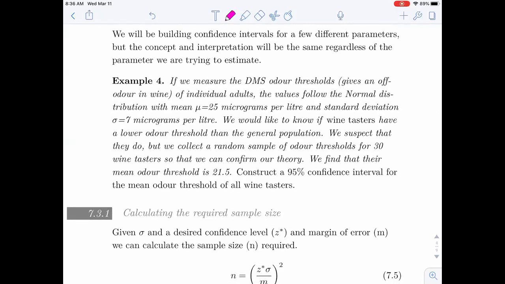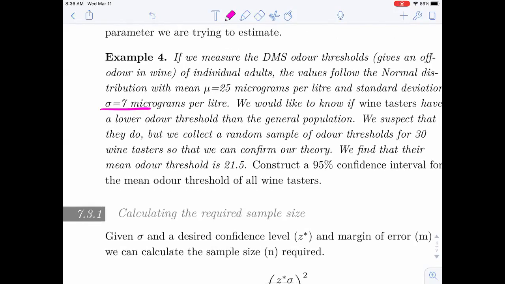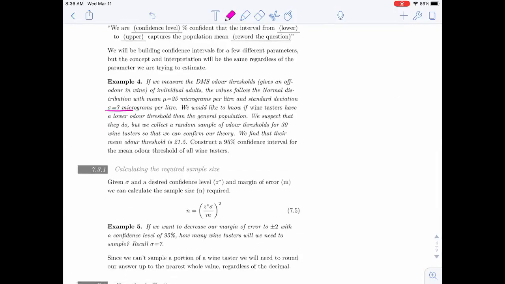The first thing you're going to do is highlight to yourself that I know sigma here. Not because it's important for this section, but it will be important on the test to be able to read a question and figure out if you know sigma or not, because that's going to determine what formulas to use. Here we're saying sigma is 7, so sigma is known.